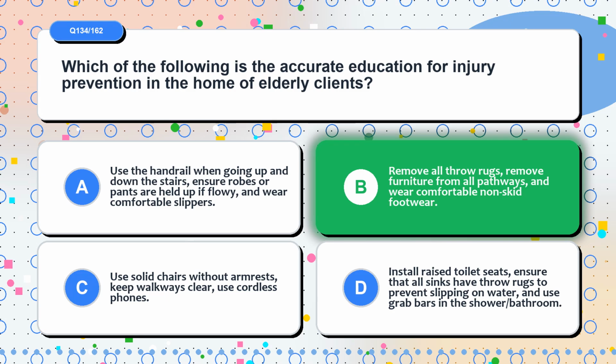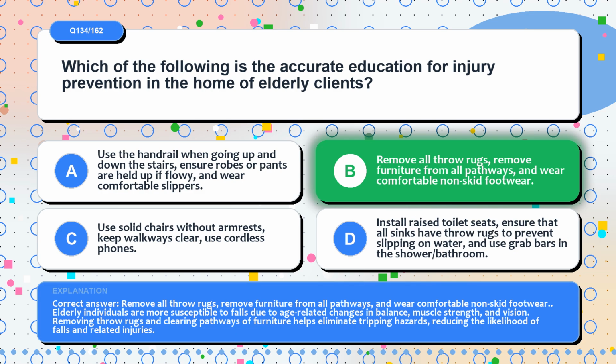The correct answer is option B. Remove all throw rugs, remove furniture from all pathways, and wear comfortable non-skid footwear. Elderly individuals are more susceptible to falls due to age-related changes in balance, muscle strength, and vision. Removing throw rugs and clearing pathways of furniture helps eliminate tripping hazards, reducing the likelihood of falls and related injuries.